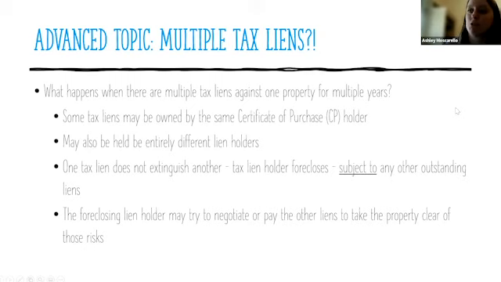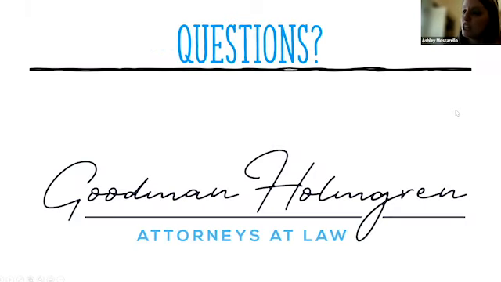And if you have multiple years, that's how that would work. Multiple years held by multiple people are all individual risks. Each one of them could foreclose. Not one of them will just be automatically extinguished. So with that, that is all I have.